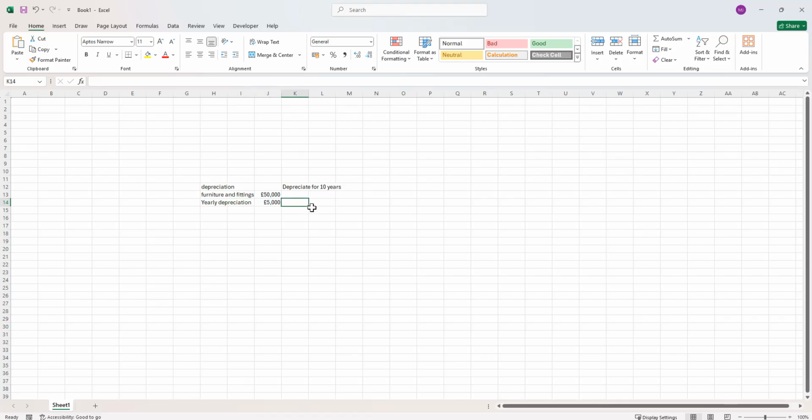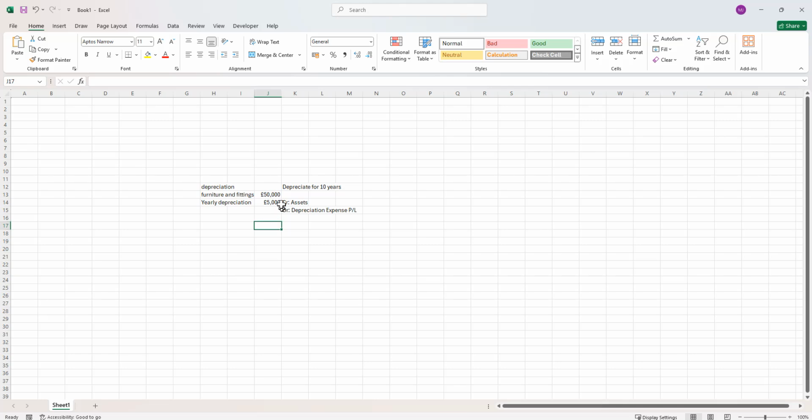Then we'll do what? We'll credit what? We'll credit assets, right? Then debit what? Why are we debiting? Depreciation expense in the P&L. So every year we will do this.